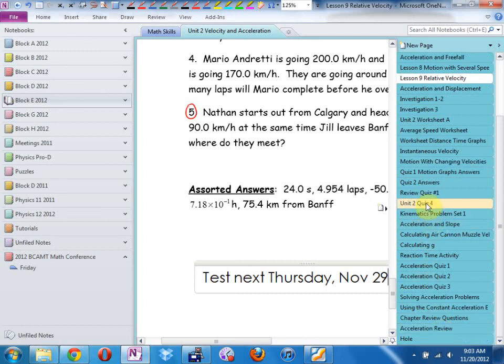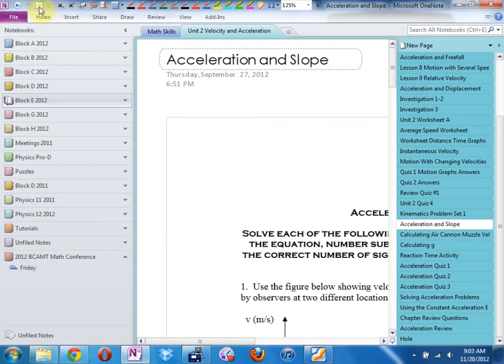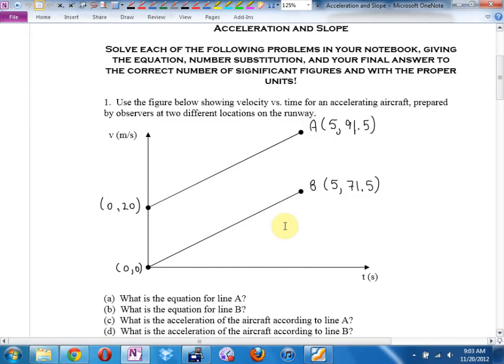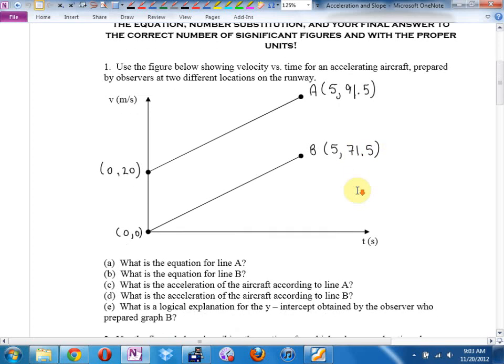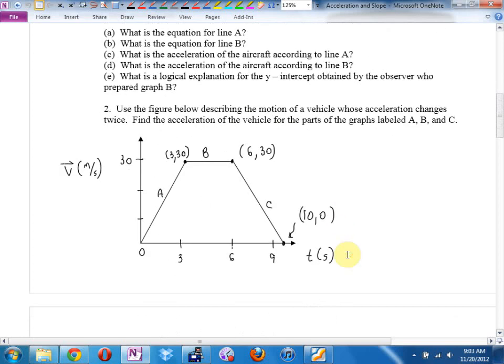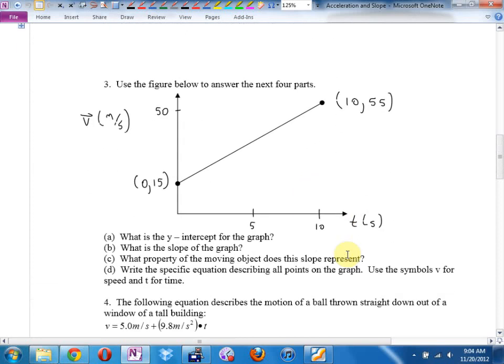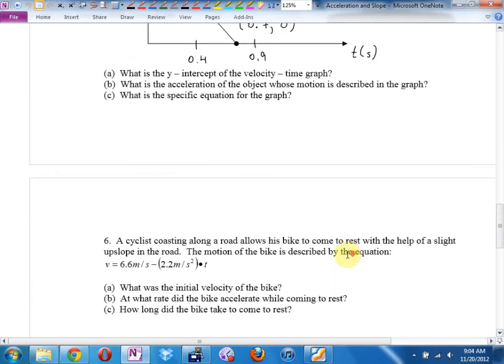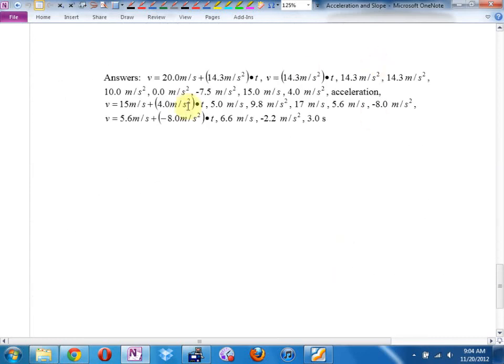Where's that one, Mr. Dewick, on here? Have you got it here? Yes, I do. So I gave you this one. Starting to do some review. So I've given you 2 lines. This is (5, 91.5) and (5, 71.5). See if you can figure out the equation for line B. You could use y equals mx plus b for line A and for line B, and then get the acceleration. So now we're going back to our graphing approach. Good review as we get closer to the test. Another velocity time graph, and on the back another velocity time graph. All sorts of stuff. There are scrambled answers there.